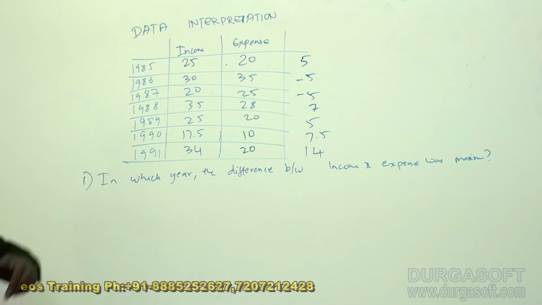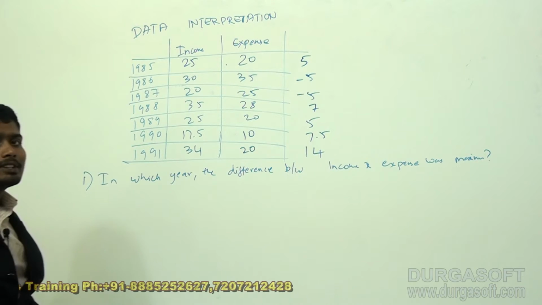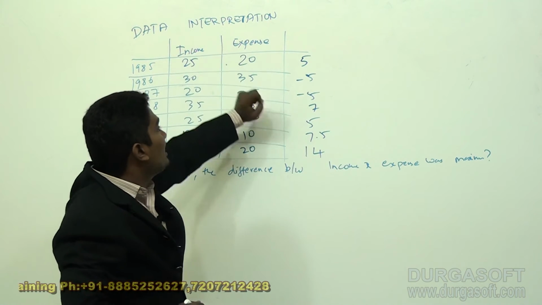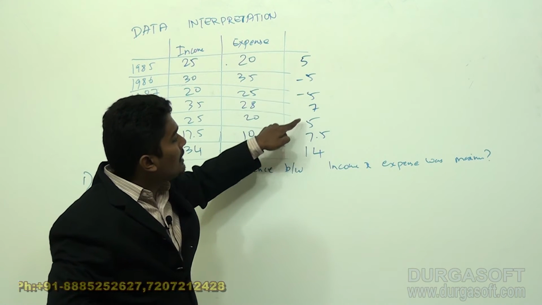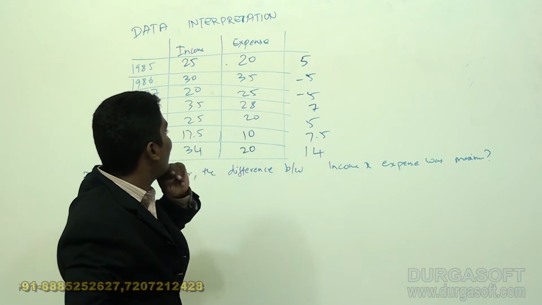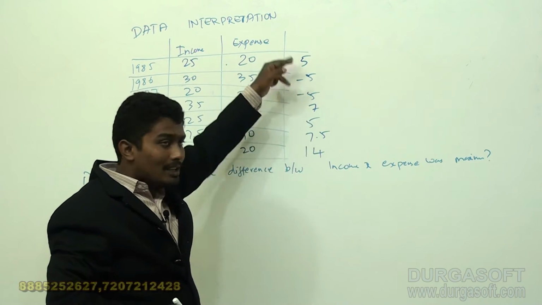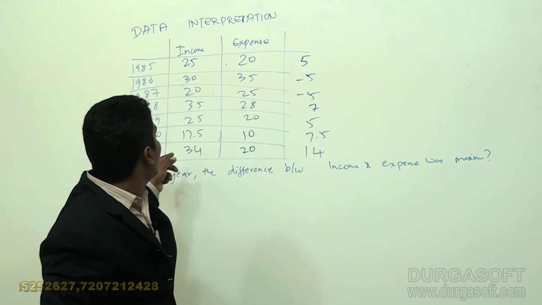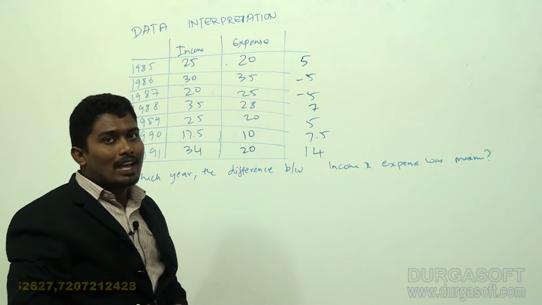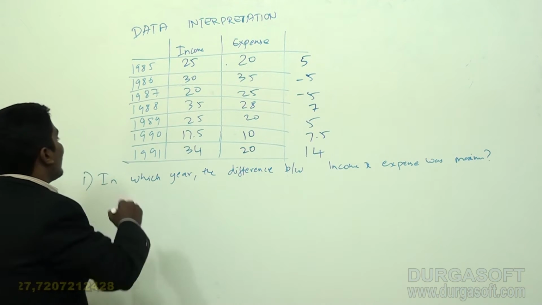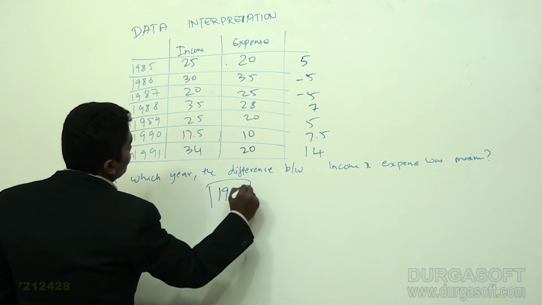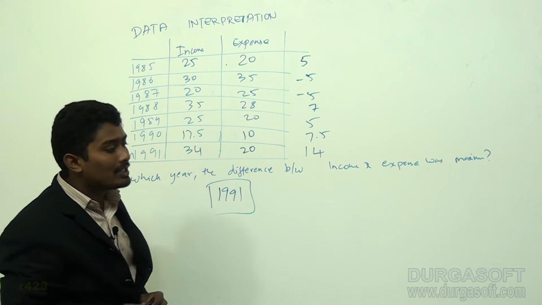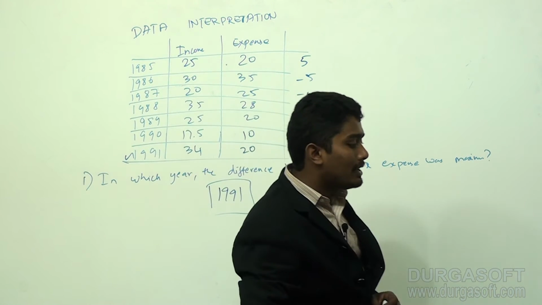So these are the differences I get for income minus expenditure. If you see the absolute values, they are 5, 5, 5, 7, 5, 7.5, 14. Using this I can say that 14 is the highest difference, which is for the year 1991. So the answer for the first question will be 1991.